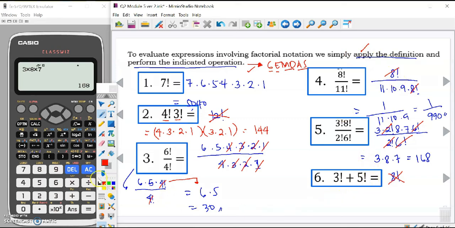So, if we apply the definition, this will be 3 times 2 times 1 plus 5 times 4 times 3 times 2 times 1. And what's 3 times 2 times 1? That's 6. Plus 5 times 4 times 3 times 2 times 1. We answered this already from the previous page, and it is 120. So 6 plus 120, our answer will be 126. So 3 factorial plus 5 factorial is equal to 126. We're going to stop for now, but that's everything about factorial notation. I hope everything is clear.